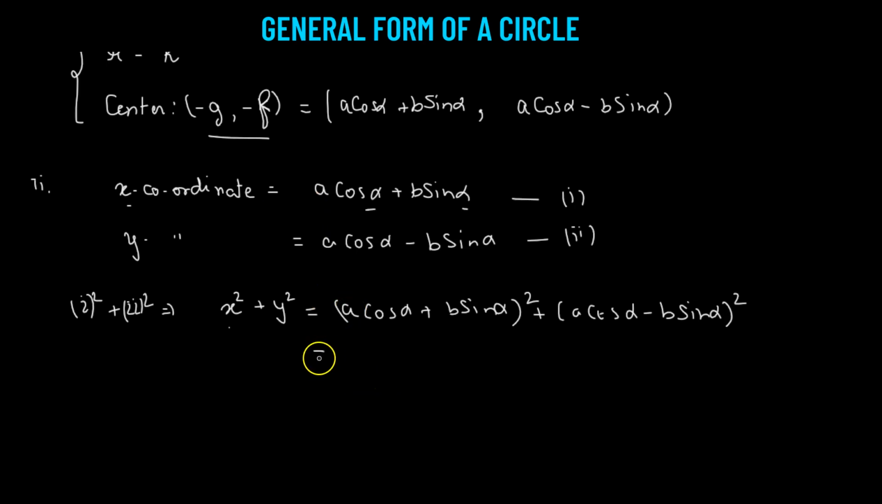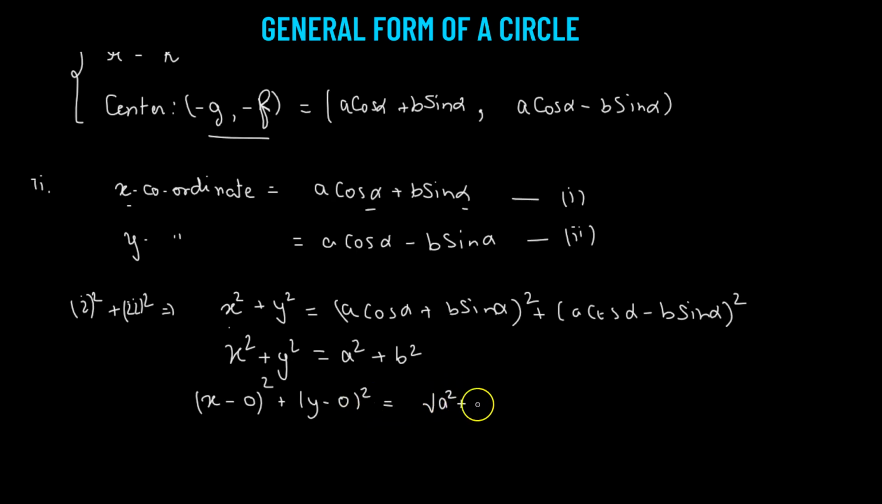So let's understand this. When we expand it, we're going to get a squared plus b squared. So we're getting a new equation, x squared plus y squared equals a squared plus b squared. Now it has no reliance on alpha, and it has the standard form of a circle, which is given by x minus 0 whole squared plus y minus 0 whole squared equals square root of a squared plus b squared, and then we square it.